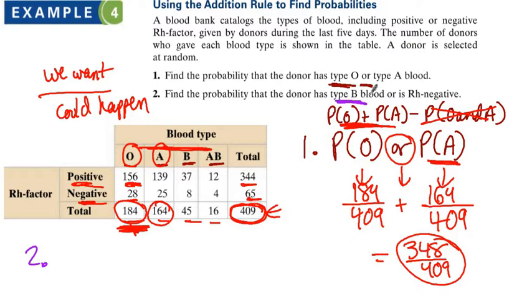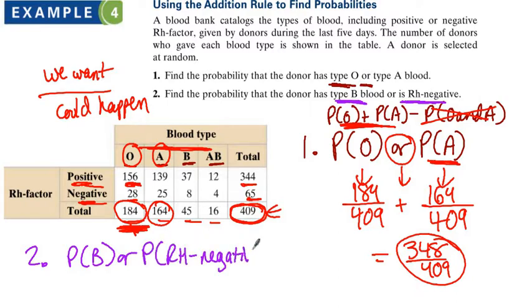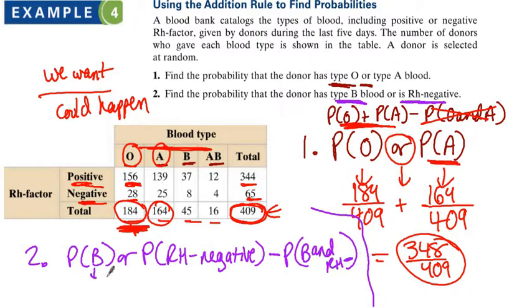Number 2, find the chance of type B or RH negative. So type B or the chance of getting RH negative. And then remember, we also have to subtract the overlap, and this time there will be overlap. Okay, there are people that are both. So what's the probability of picking somebody with type B? 45 out of 409.